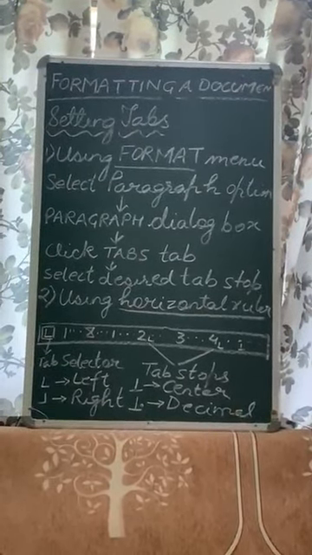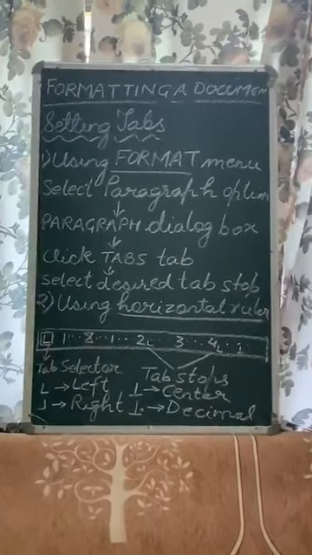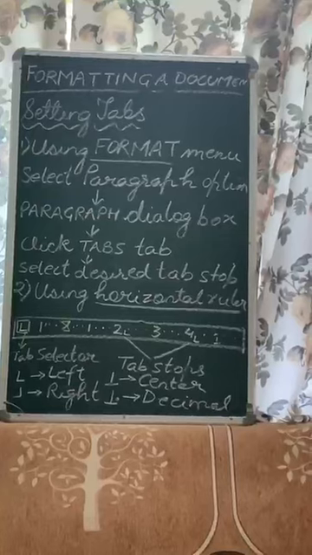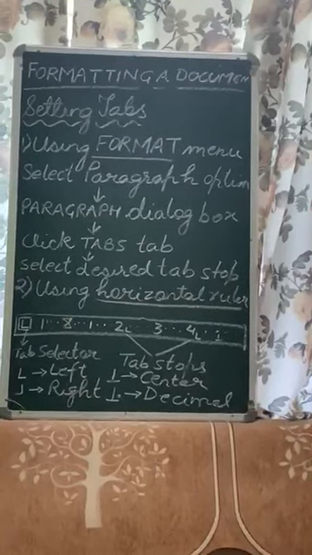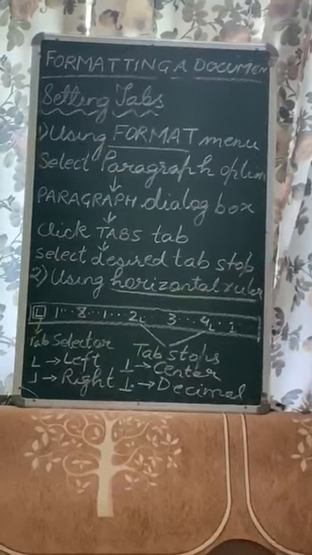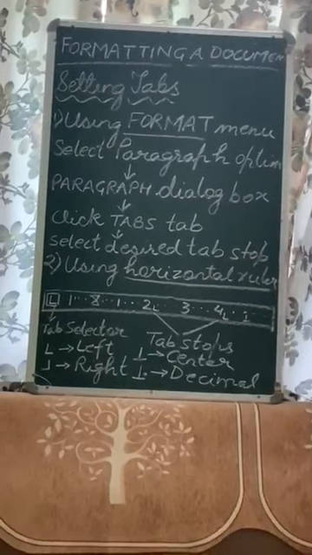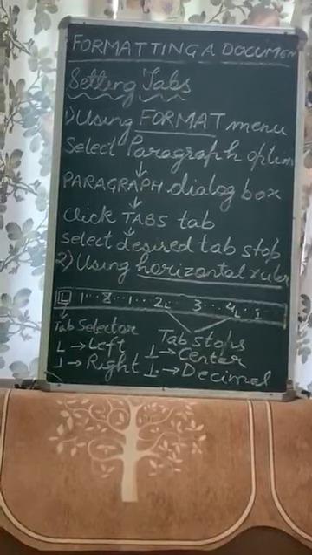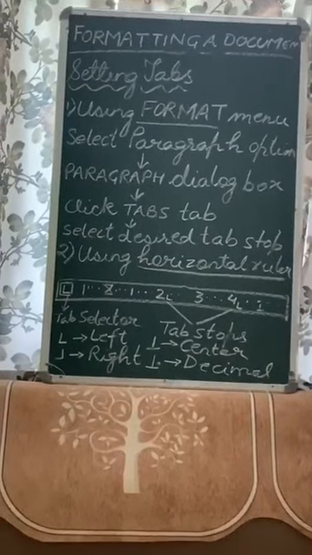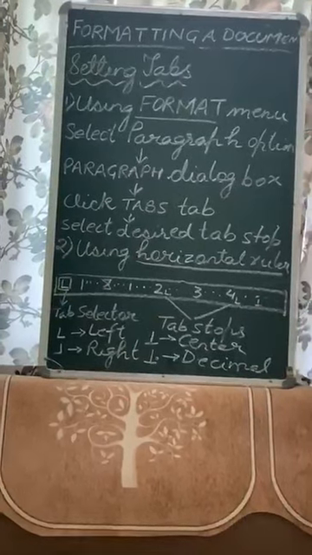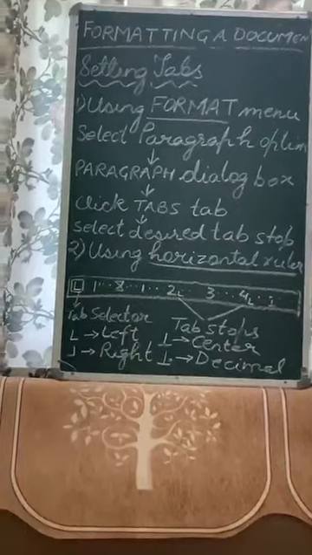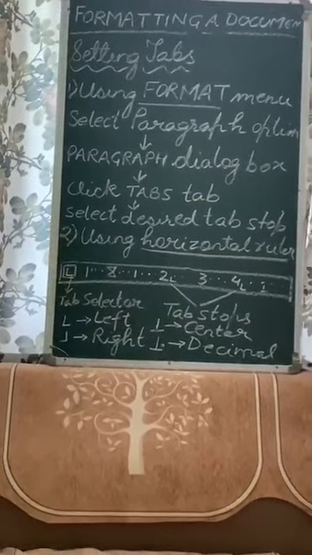So the decimal tab, what it does: suppose you have to write the number 2.203. Now, when you put the decimal and you set this tab, this number will be right justified. That means this number will be set towards the right side. So this is the basic functioning of your decimal tab.